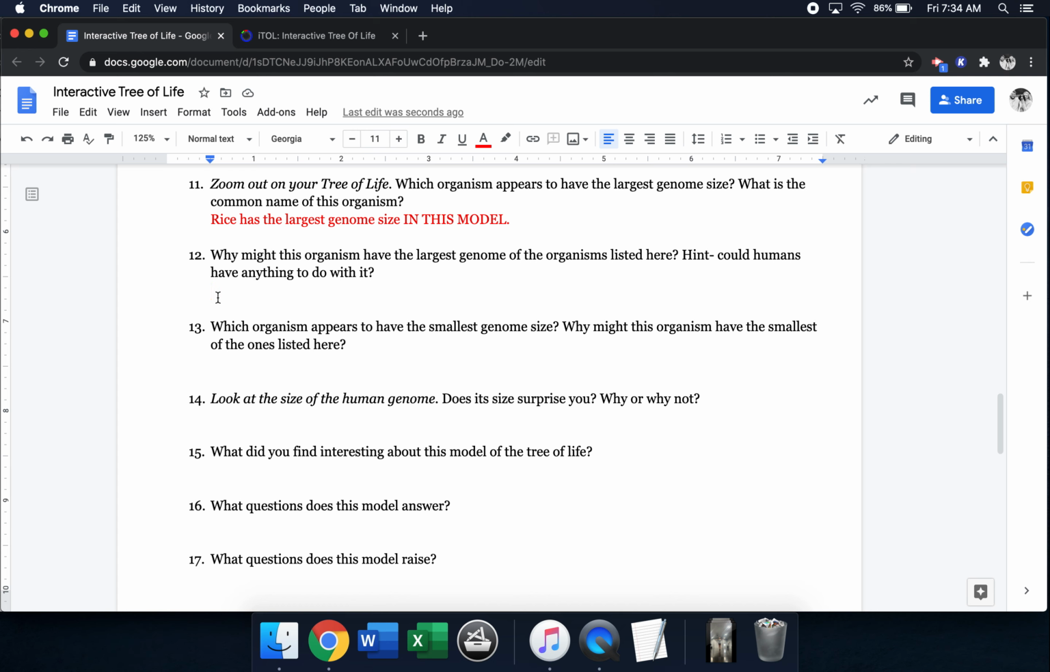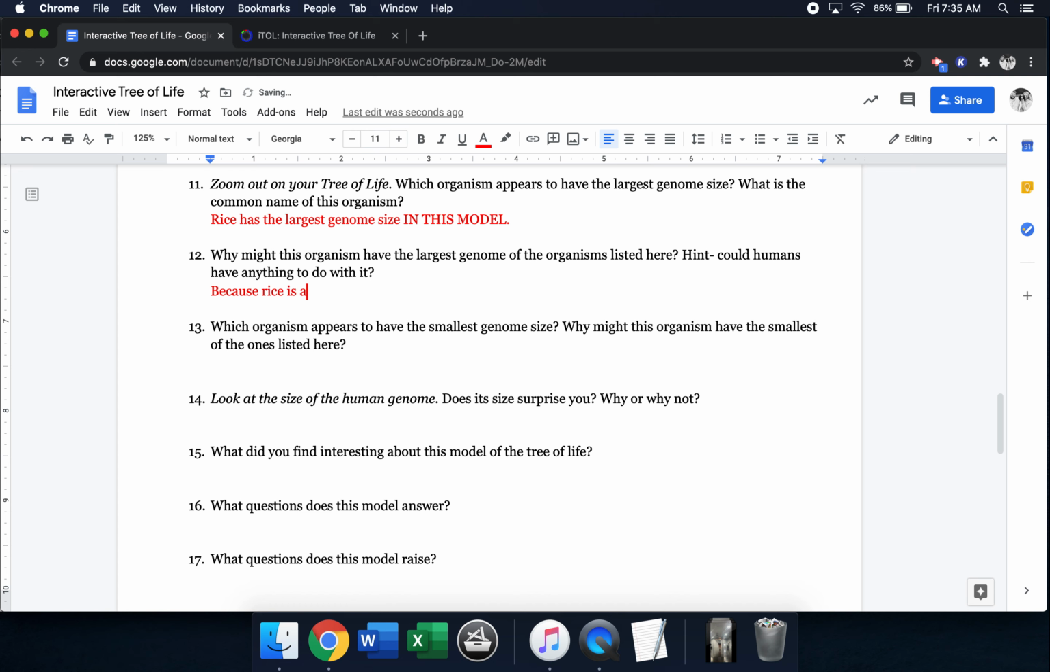So humans may have messed with the genome. They may have added traits, taken away traits by switching around the DNA. So it's possible, and again, I don't know this. I'm just kind of trying to make an argument and think outside the box here. But it's possible that humans could have adjusted rice's DNA and made it the largest one. So I'm going to type that out.